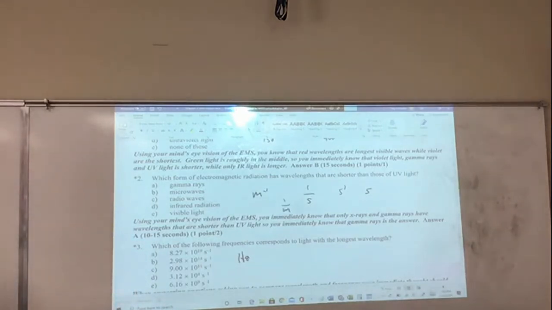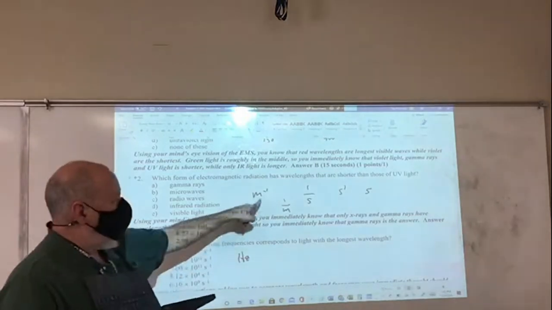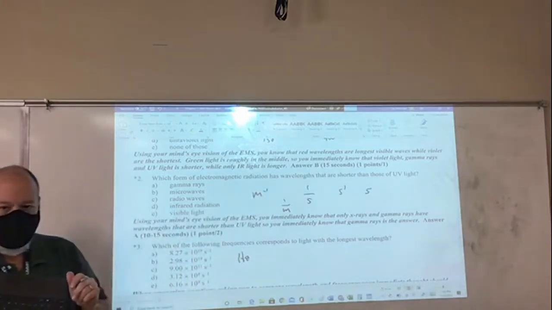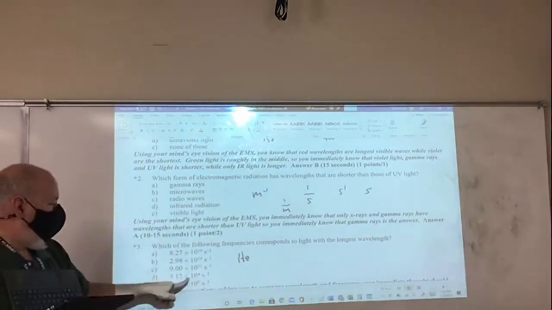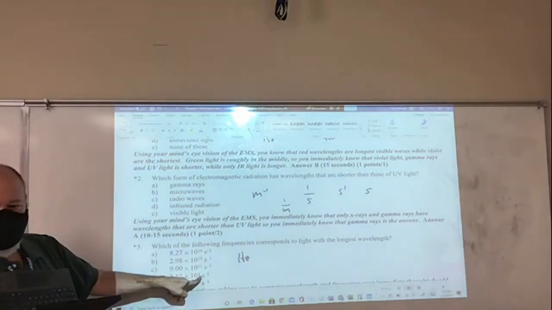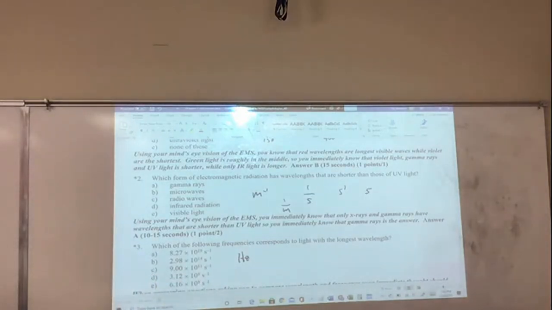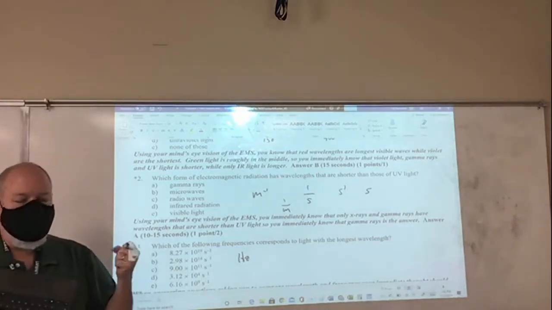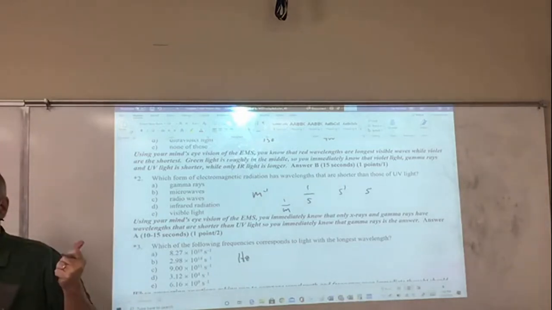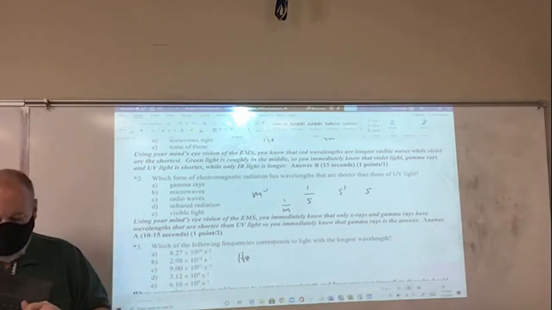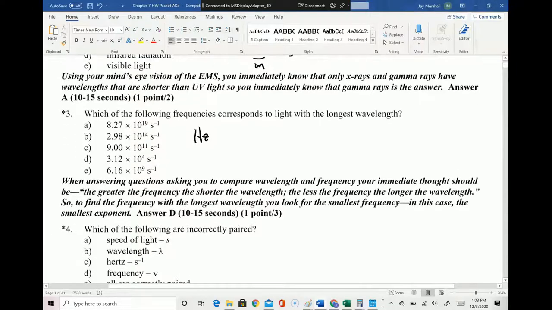Something per meter. You can also read that as 1 per meter. So which is the correct answer again? It's going to be D, because it's got the lowest frequency, right? That means the longest wavelength. So when you think frequency versus wavelength, if something is asking for the longest wavelength, you immediately think the lowest frequency. If you are asking for the shortest wavelength, you're thinking highest frequency, right? Because they're inverse.